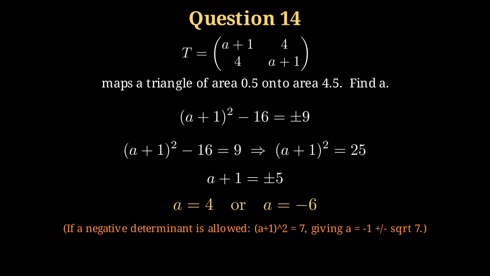Just briefly, if a reflection with a negative determinant were also allowed, the -9 case gives (a+1) squared equals 7. So A would be -1 plus or minus the square root of 7. But the clean expected answer is the pair we found.